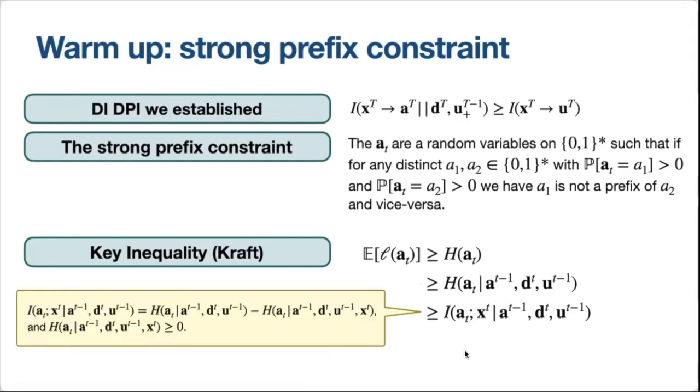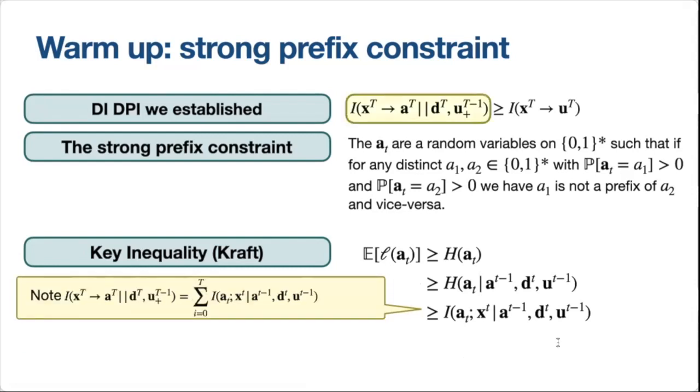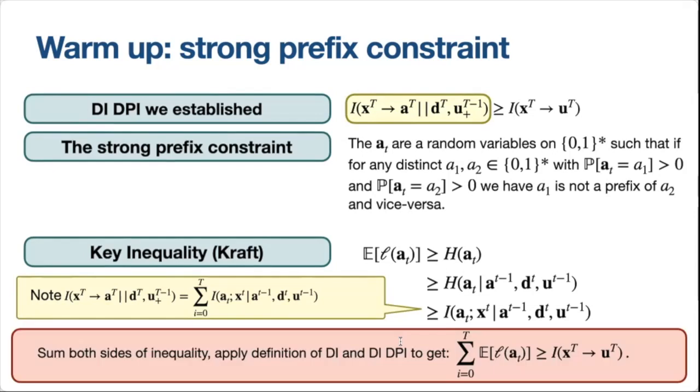Then we recognize the formula for mutual information in the yellow box and apply the fact that the conditional entropy of a discrete random variable is positive. Finally, you have to note that if you sum this mutual information, you get the directed information on the left-hand side of the DI/DPI. Then you just sum the top line and the bottom line of the inequality, apply the definition of directed information, and the directed information data processing inequality that we stated to get the result.